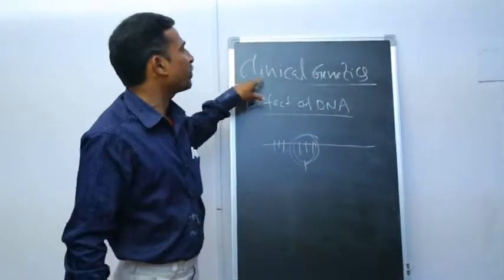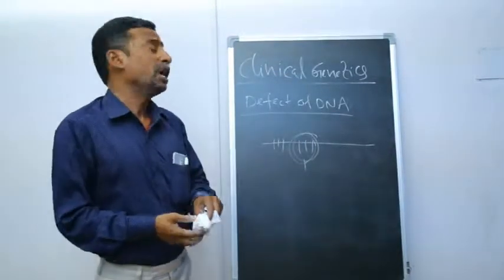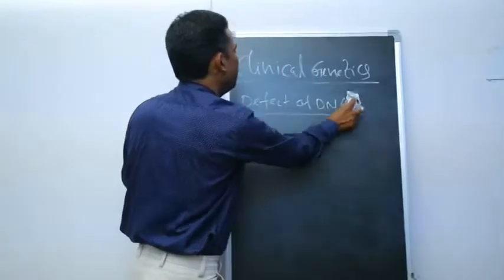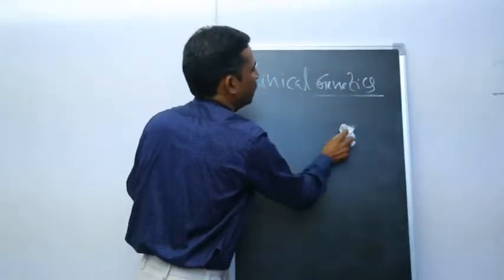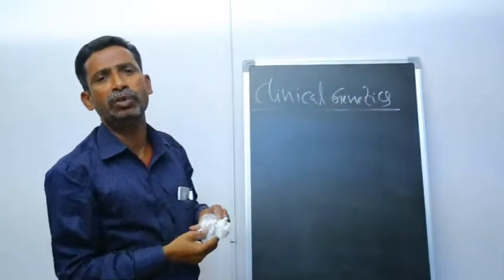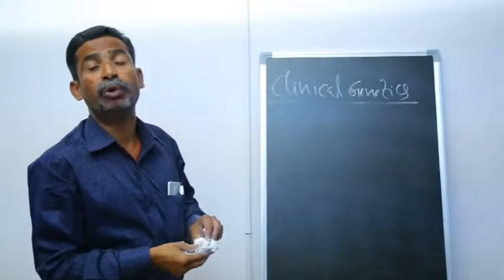So this is clinical genetics. Next, from clinical genetics, we can identify various diagnosis tests. Some tests are particularly used for diseases produced by a defect of DNA.